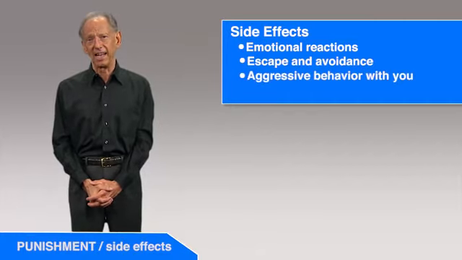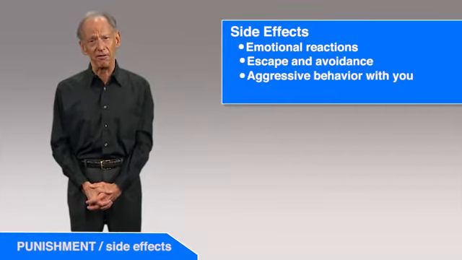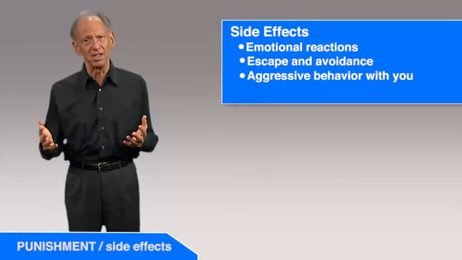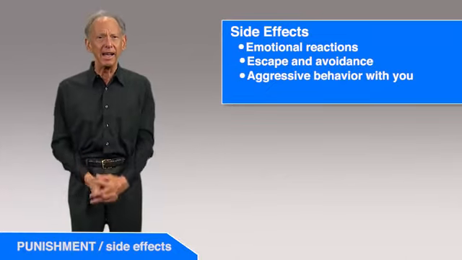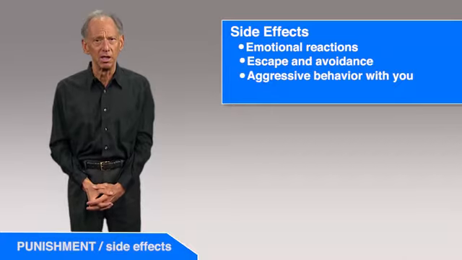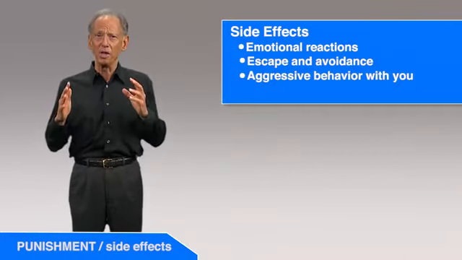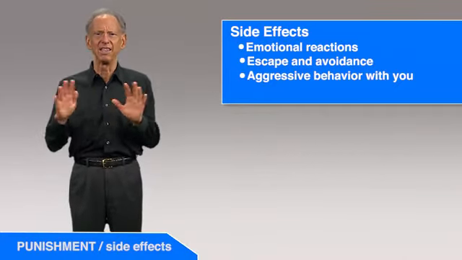A third negative side effect is an increase in aggressive behavior. When a person punishes, the child is more likely to retaliate by hitting the punisher. This is especially likely when the punishment involves physical contact in some way.